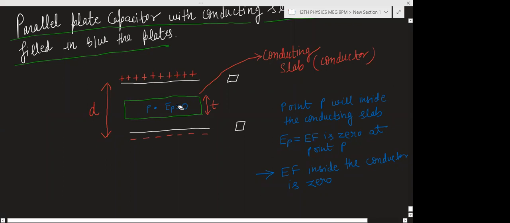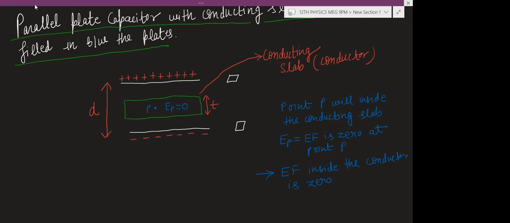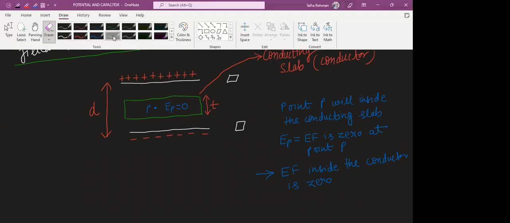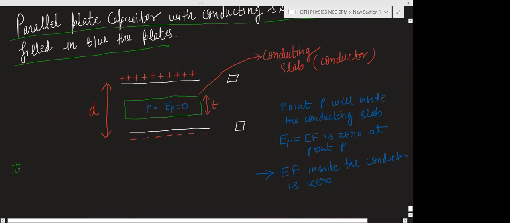And this thickness is t. So in thickness t, the electric field is 0. But we have one more thickness, this space. What is in this space? Air is in this space.